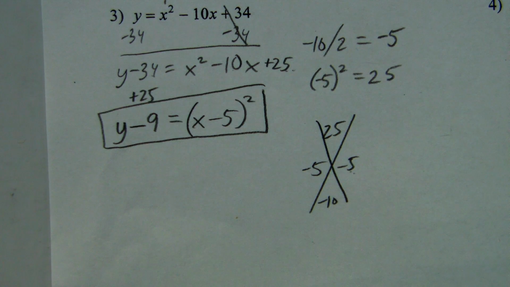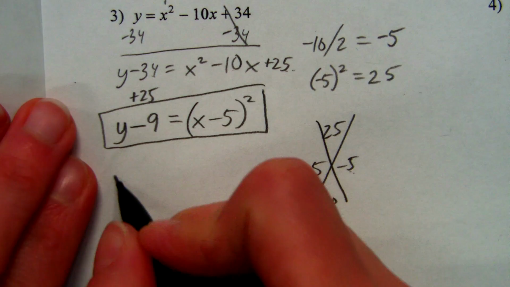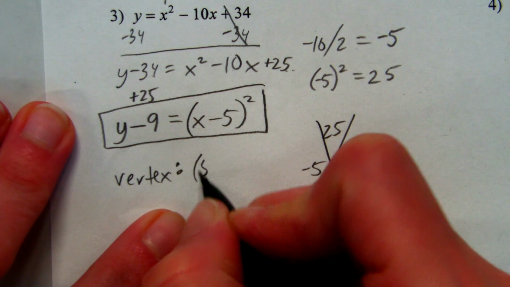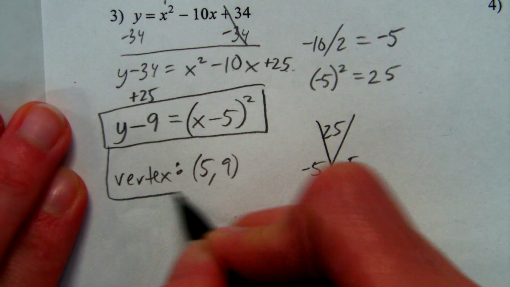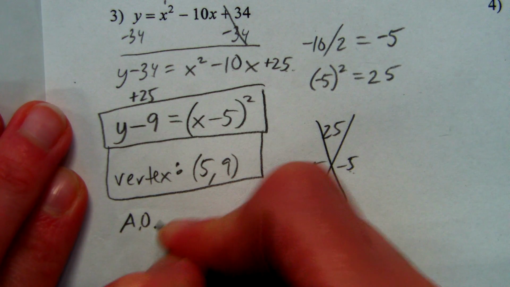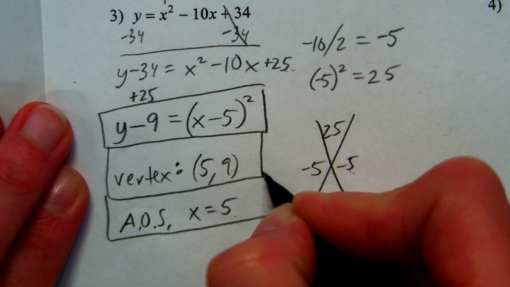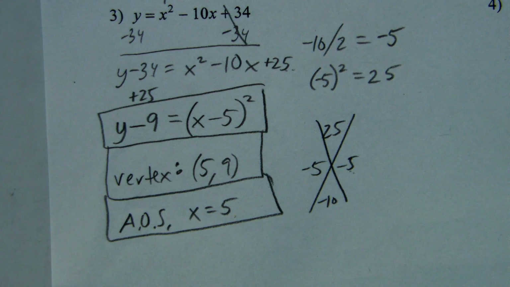Okay, so 1 through 3 were all basically the same. Oh, I guess we ought to go ahead and get our vertex and axis of symmetry. So what's the vertex on this one? (5, 9). (5, 9), good. And then the axis of symmetry would be x = 5, good. Okay, so I'm going to throw some twists into 4, 5, and 6. Otherwise, there would be no point in doing 3 more because these were all basically the same.